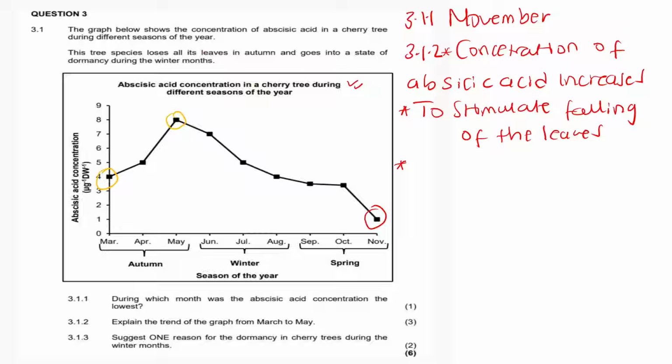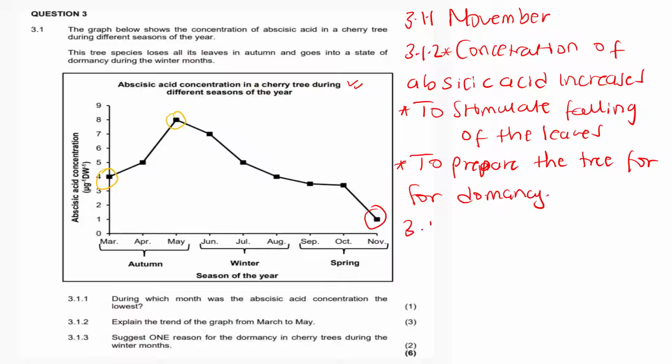And also because it is 3 marks, 3 points, remember? And then to prepare the tree for dormancy. To prepare the tree for dormancy. Very good.